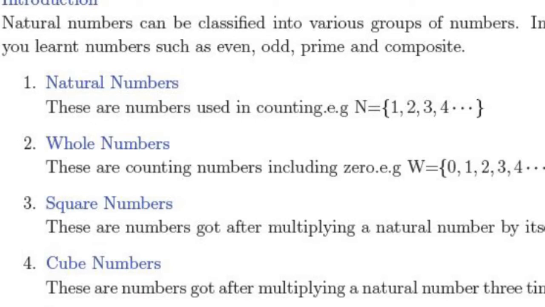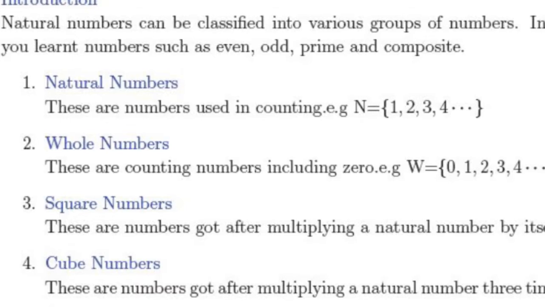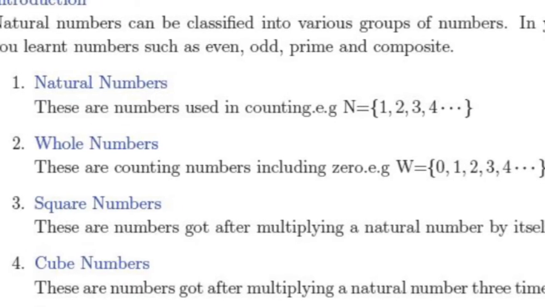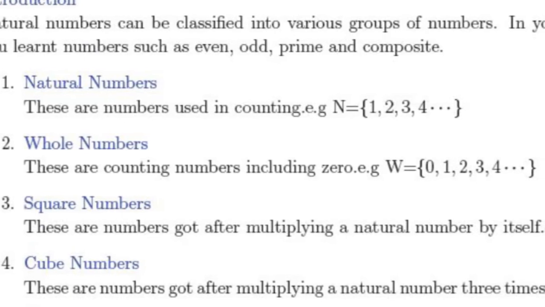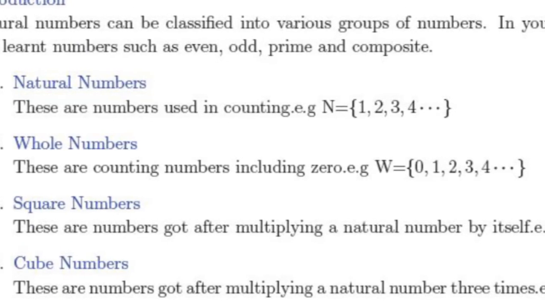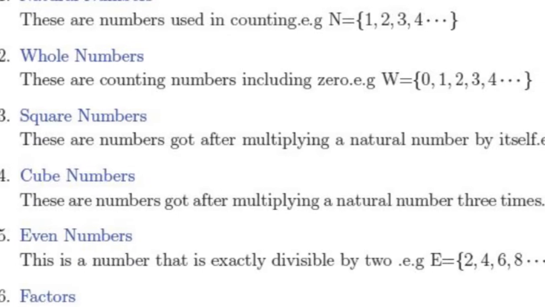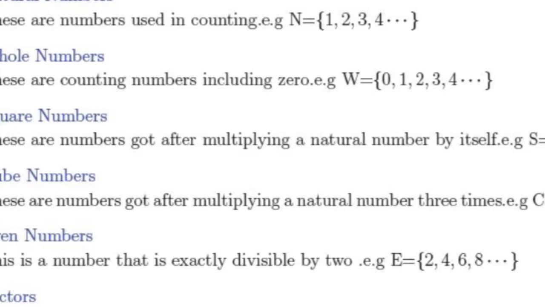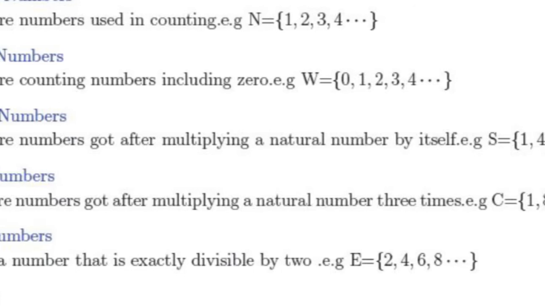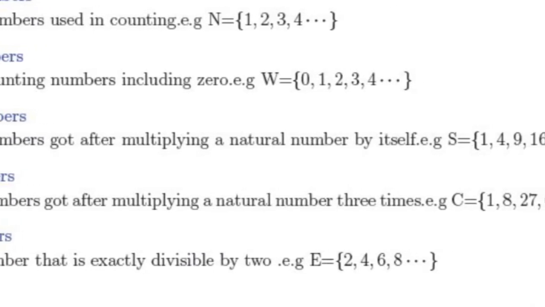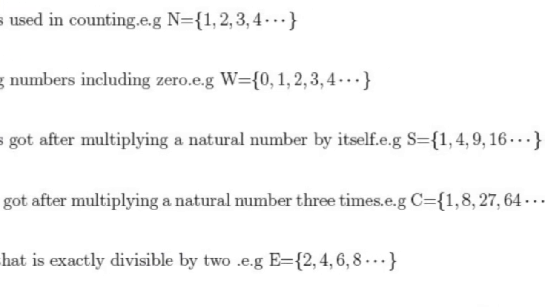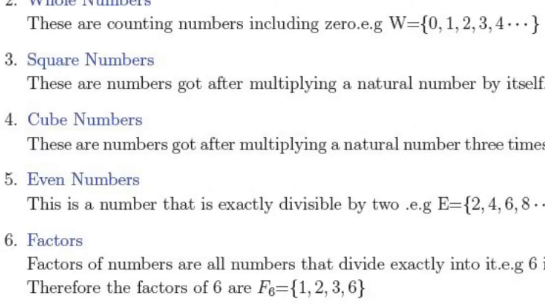We have different types of numbers. We looked at the natural numbers, and we say these are also called counting numbers. We also looked at whole numbers, and these are counting numbers together with zero. We also have what we call square numbers. As you see in the definition, these are numbers got after multiplying natural numbers by itself, or numbers which we get by squaring counting numbers.